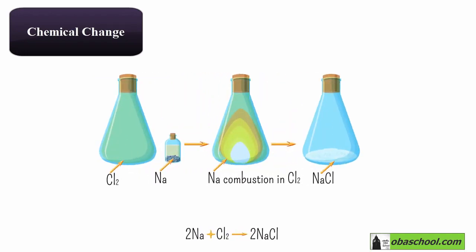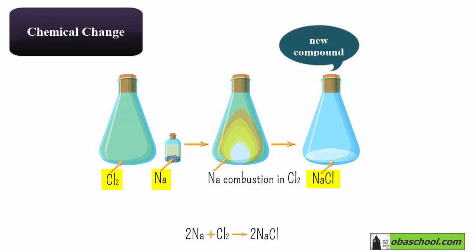For example, if we react sodium, Na, and chlorine gas, Cl2 gas, with heat, a chemical reaction will take place to form sodium chloride, which is solid. So sodium chloride, NaCl, is a new compound having new chemical and physical properties from sodium and chlorine. So sodium alone and chlorine alone are different from sodium chloride. Sodium chloride is a new chemical compound. This is an example of a chemical change.